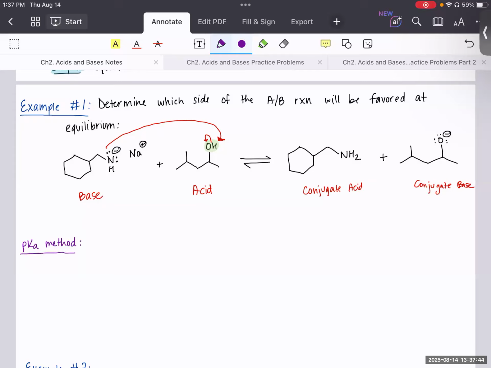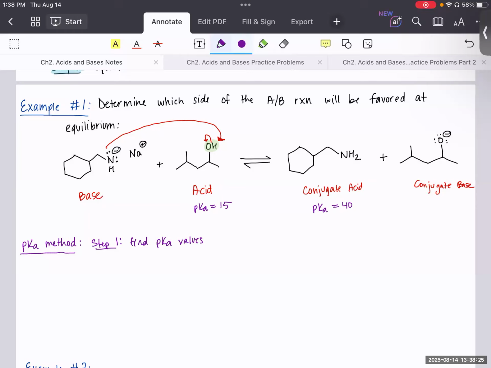And so for this, we will need to know the pKa values of the acid and the conjugate acid. And so step 1 is find pKa values. And so again, you do need a chart for this. There's no way to know these without a chart. And so an alcohol or that OH is around 15 or so. And then the conjugate acid with the NH2 is around 40. And I just got those values from a pKa chart.